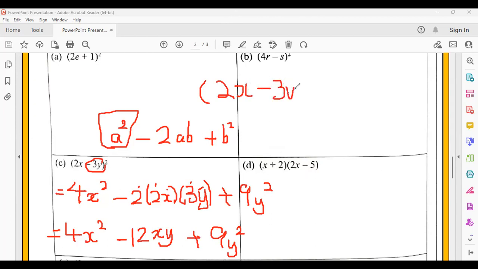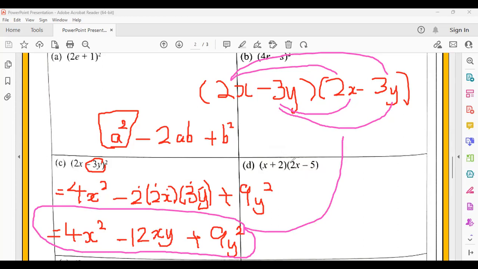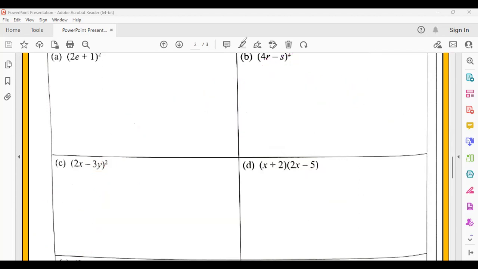Of course, you always have the option of doing it this way. 2x minus 3y, then close the bracket, open up again, 2x minus 3y. Then draw your lines in and out. 2x times 2x, 2x times negative 3y, negative 3y times 2x, negative 3y times negative 3y. You will end up with the same answer. Do you understand now, girls? So you have used the formula this time. As your teacher teaches you in school later, you will definitely come across this, so don't get shocked. Learn to use it right.